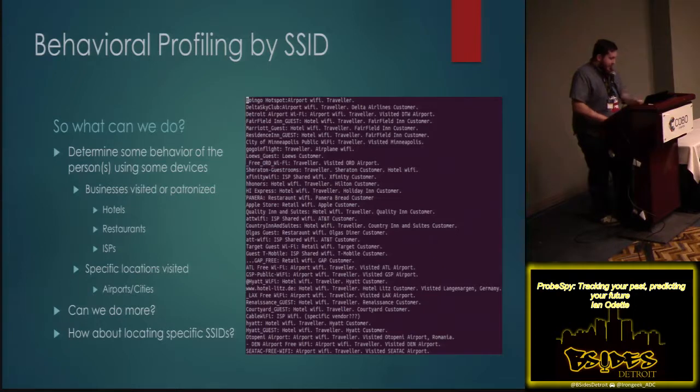So this is essentially where we're at. We can determine some behavior about the persons using some devices, because it's certainly possible that multiple people could be using a single device. We can determine businesses visited or patronized, hotels, restaurants, sometimes ISPs. That's kind of a fuzzy area because a lot of guest deployments for ISPs can be used by anybody, although they may be indicative, for instance, in the case of Xfinity Wi-Fi, where clients of Xfinity get some sort of access to various guest deployments that they might be a customer of that company.